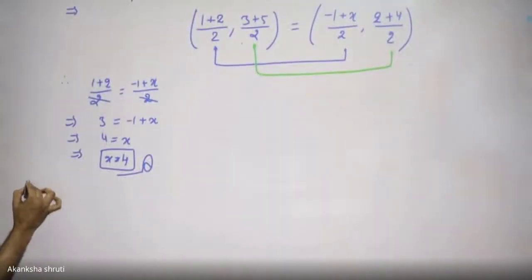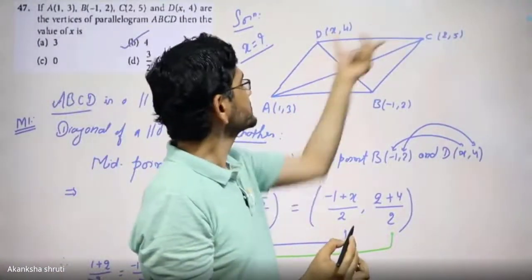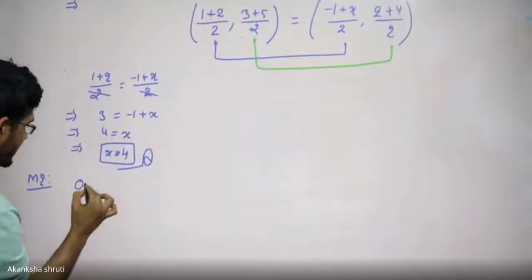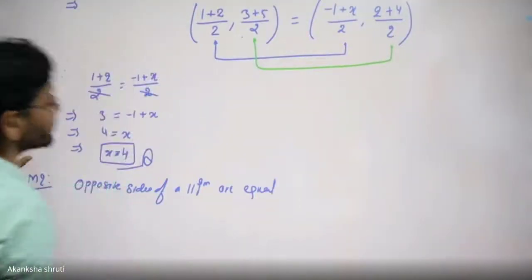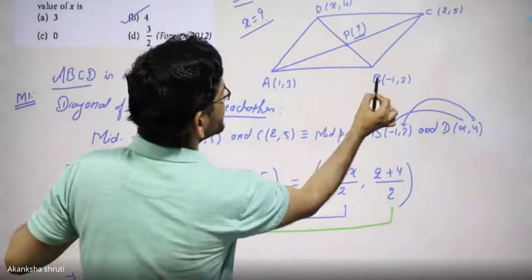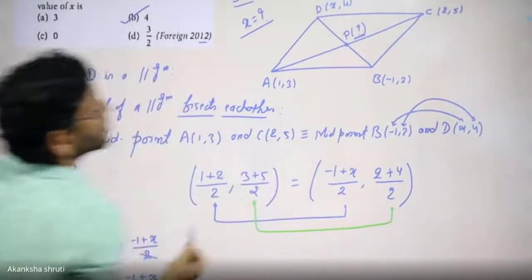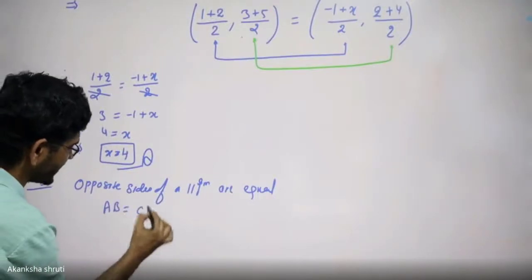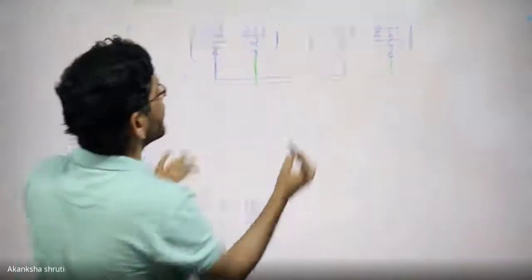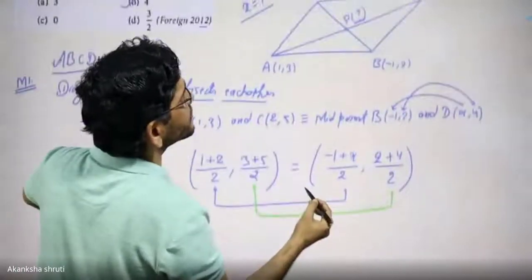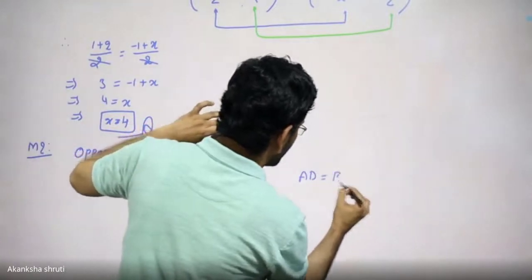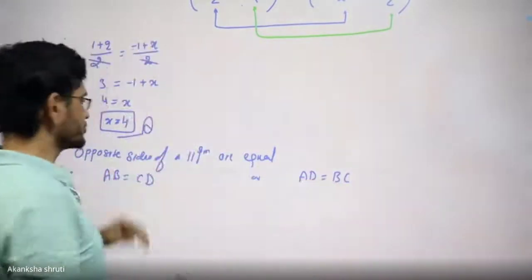If we consider the second method, using the property that the opposite side lengths of a parallelogram are equal, that we can also use. If we are using this property, it means AB will be equal to CD. This implies we may use AB equals CD, or even we can use AD equals BC. We are free to use any of them.